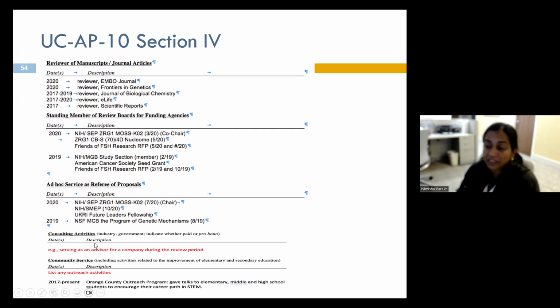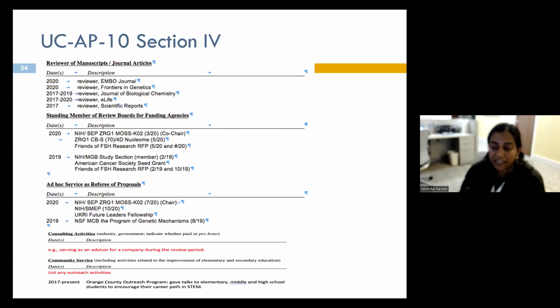Now, let's say you're doing some consulting for either industry, government, whether it's paid or unpaid, this is the section you would include it in. So let's say you sit on an advisory board for a device company or a pharmaceutical company, you can include that here under consulting activities.